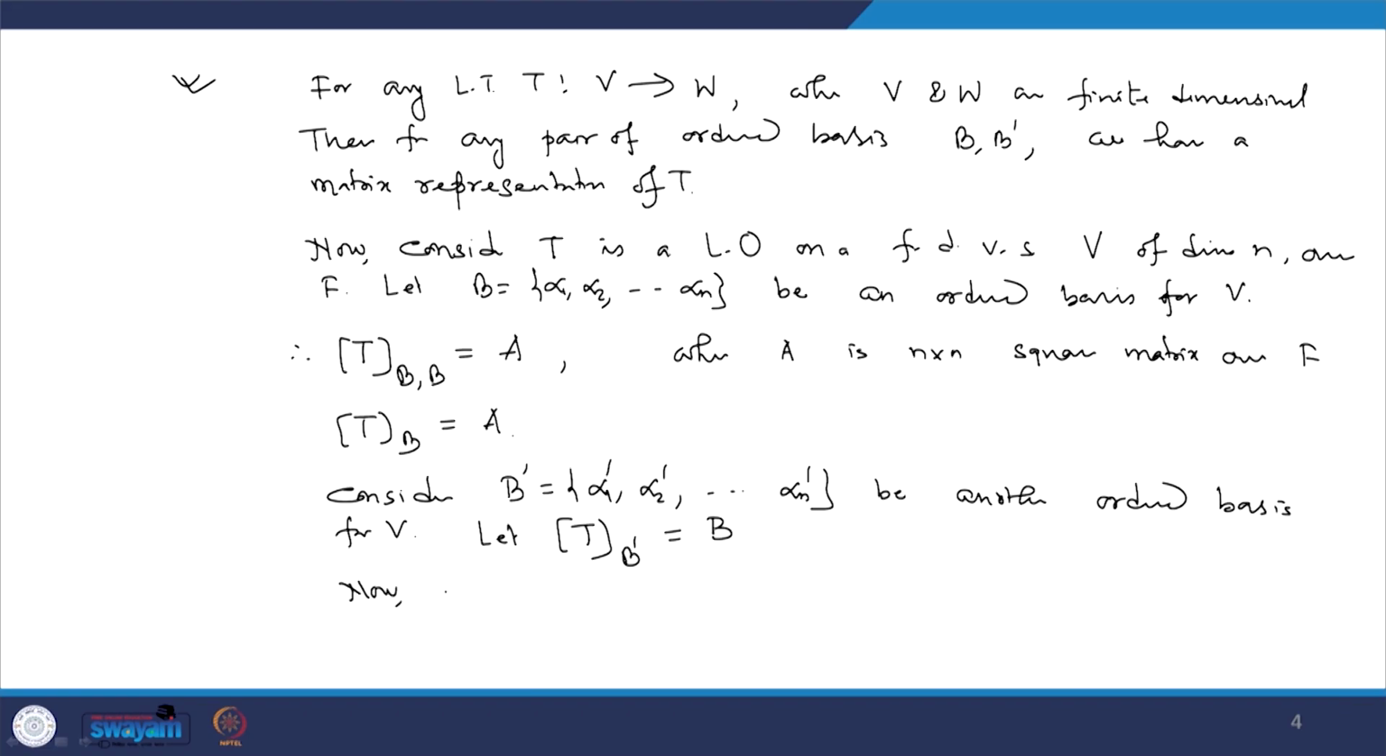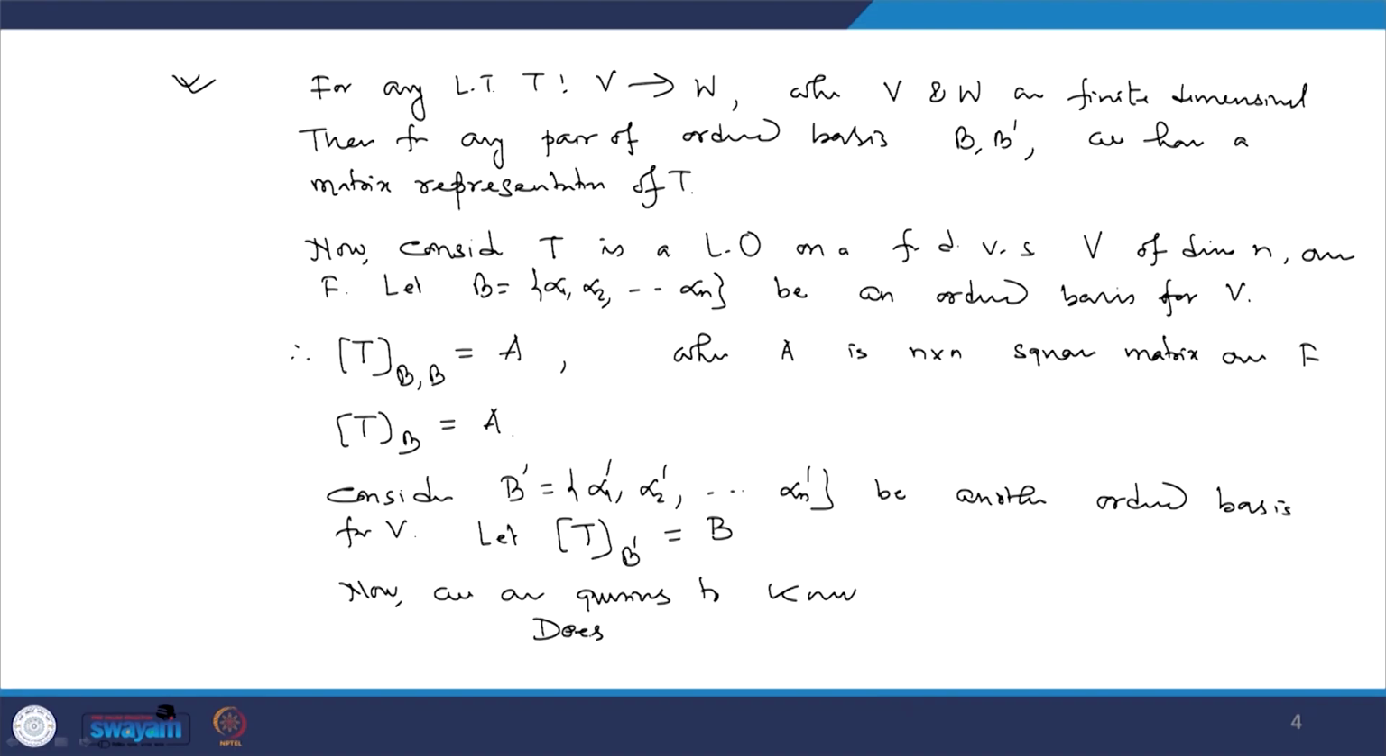Now, we are curious to know whether any relation between A and B exists or not. Thus, does there exist a relation between A and B? That is the question, please. So, the answer is yes. Now, how do we obtain that relation? What is that relation? So, let us analyze that one, please.